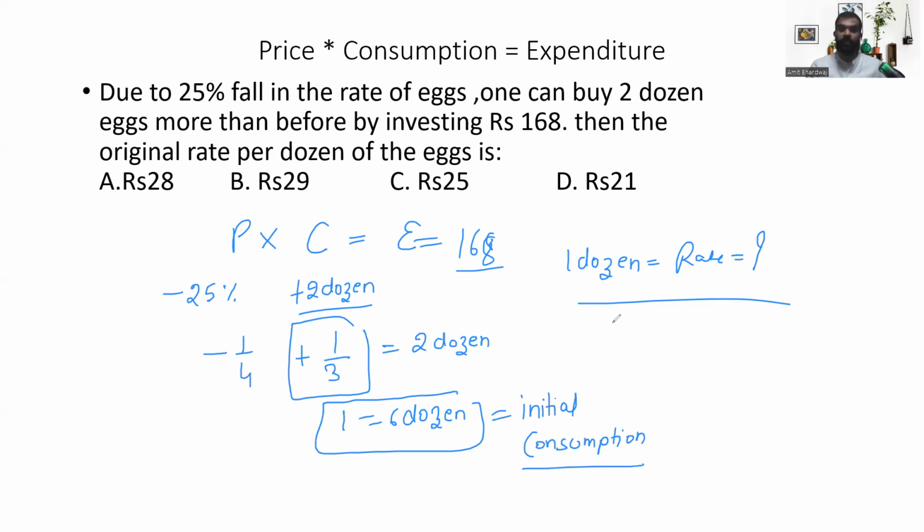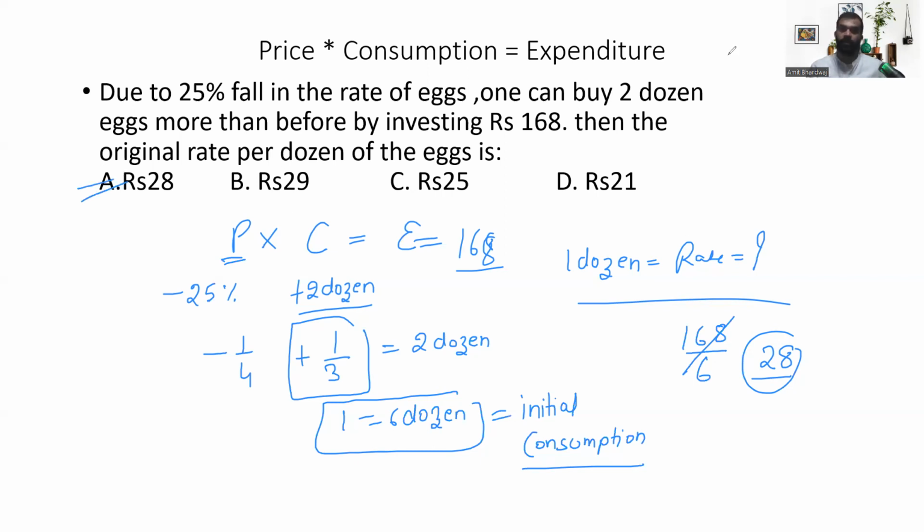Now please try to understand. You have to find out the rate per dozen, so you have to find out the price. Expenditure is 168. Initially you were purchasing 6 dozen, so the price of 1 dozen is 168 divided by 6, which is 28 rupees per dozen. Initially this is the price. The original rate is 28 rupees. Option A is the right answer.